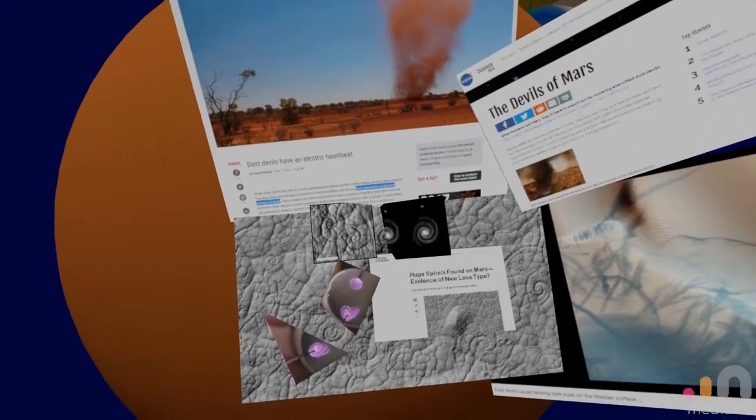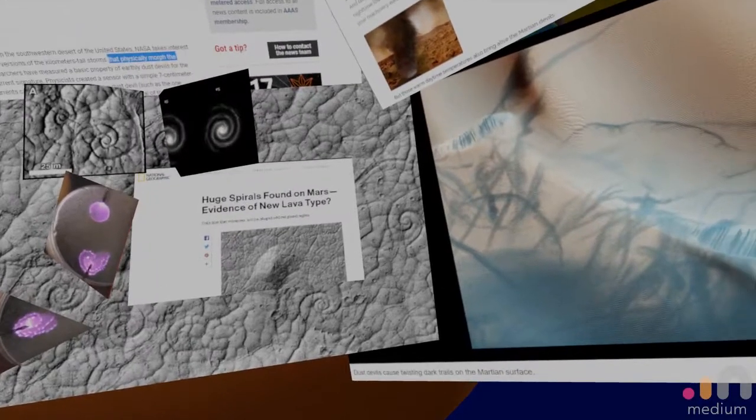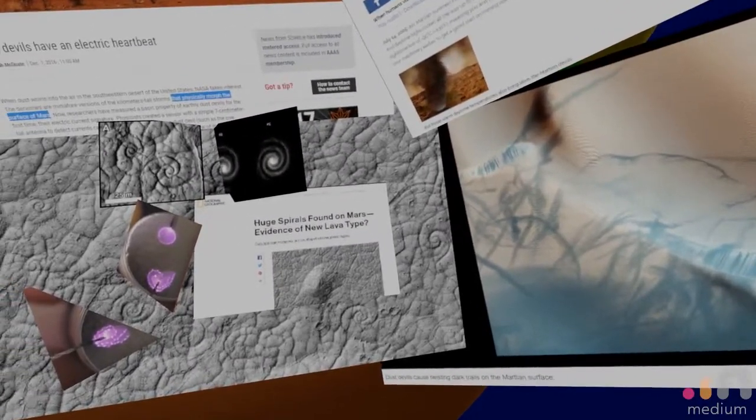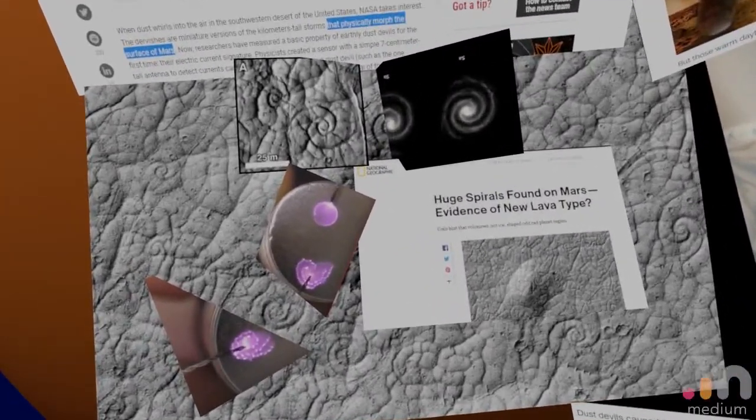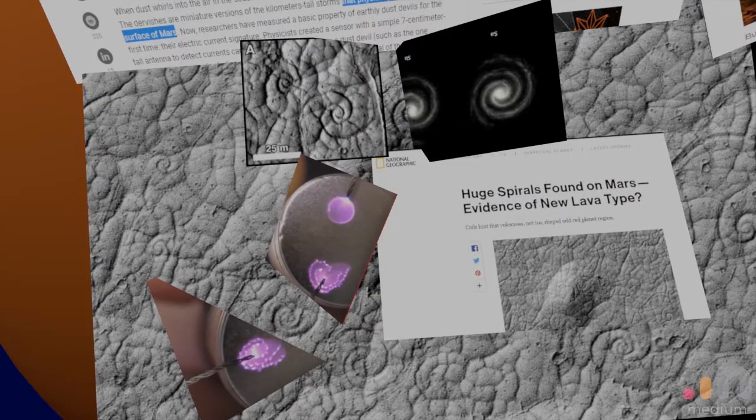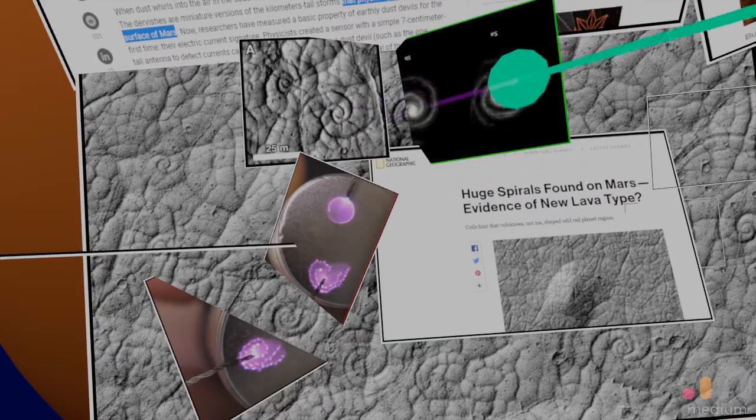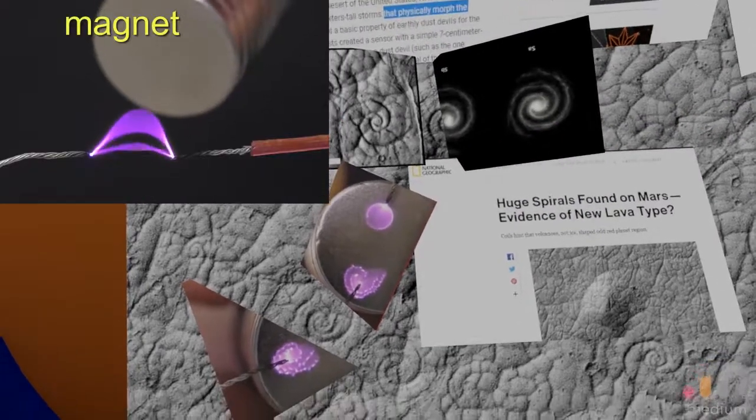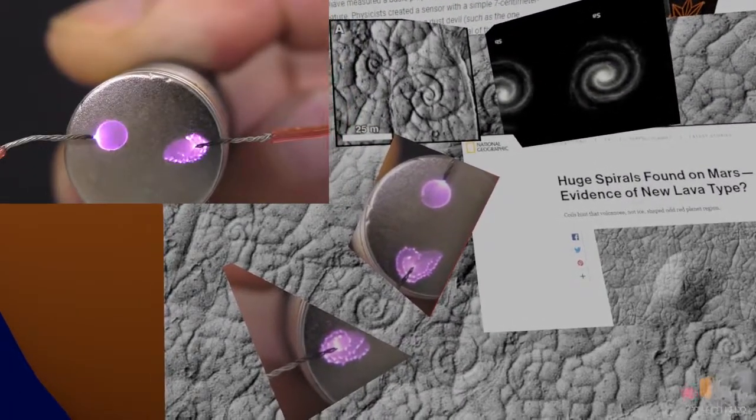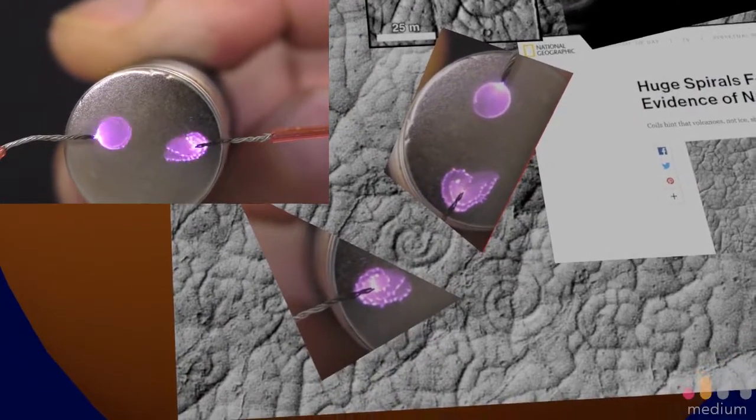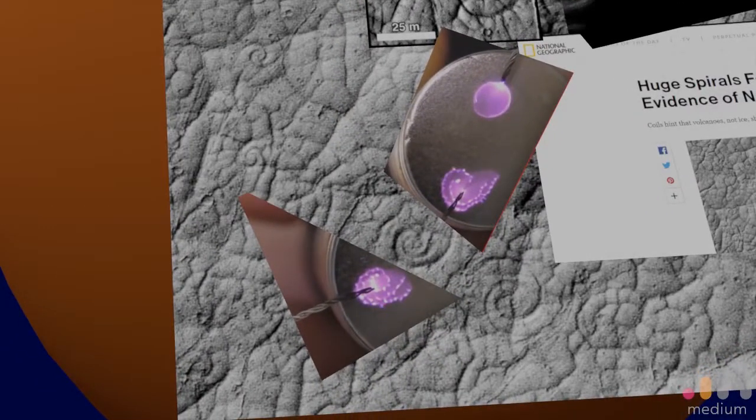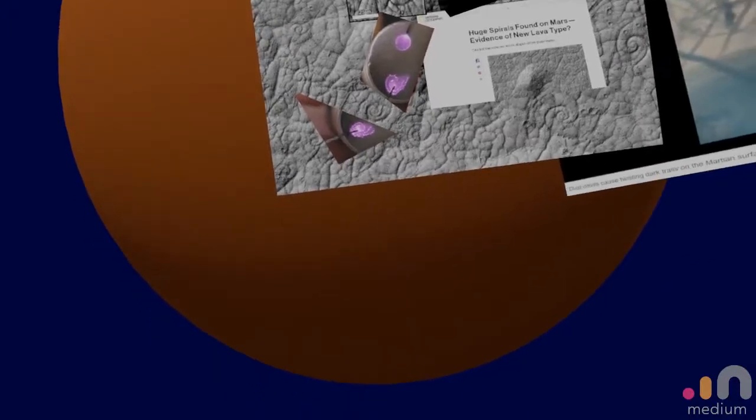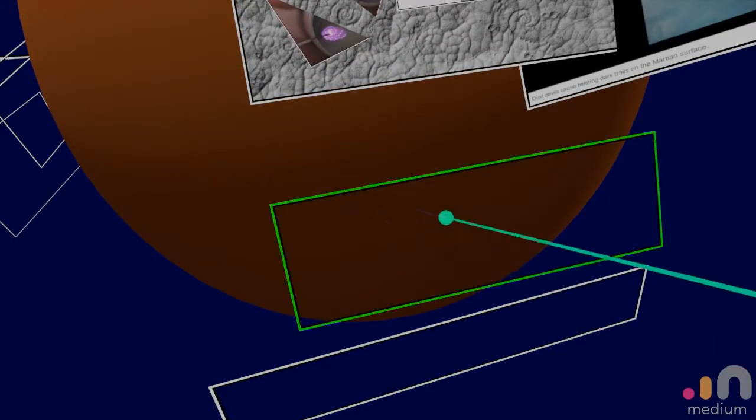Dust devils have an electrical heartbeat, and they physically morph the surface of Mars. So here's what some of that looks like. Those are from dust devils. The spirals on Mars line up with the spirals on a galaxy. So the shape of a galaxy lines up with a spiral on Mars. What's even cooler is that if you take an electrical arc and shoot it into a magnet, it produces a really similar shape to the spirals on Mars as well. That's just a little snippet from part 3.